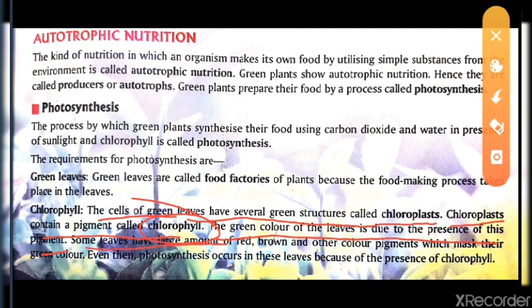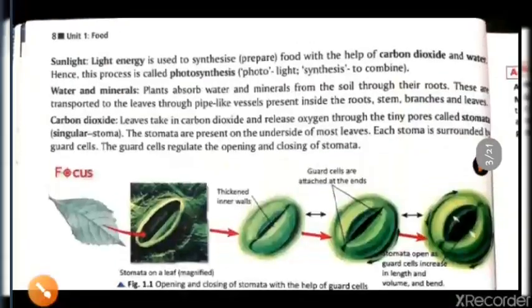Some leaves have a large amount of red, brown and other pigments which mask their green color. Even then photosynthesis occurs in these leaves because of the presence of chlorophyll. See, there are some leaves that have a red color, brown color or other pigment, that is due to pigments like xanthophyll, but chlorophyll is present. So when chlorophyll is present, they will be able to prepare their food. So we have finished green leaves and chlorophyll. Let's see the other point.